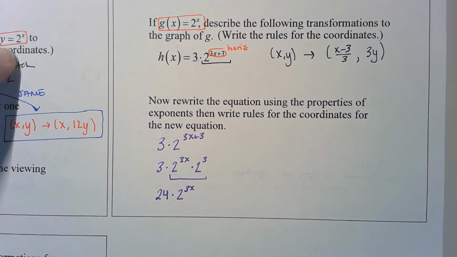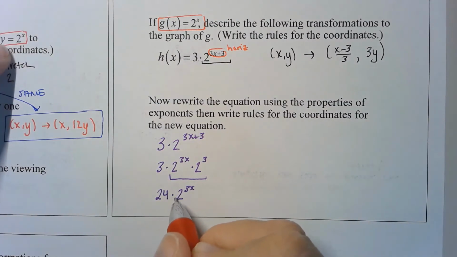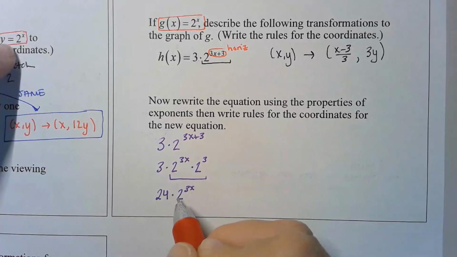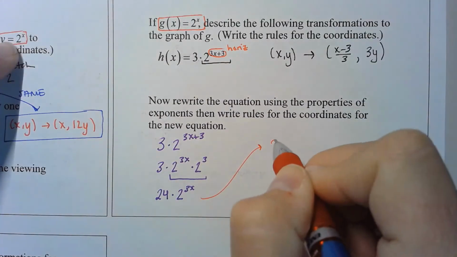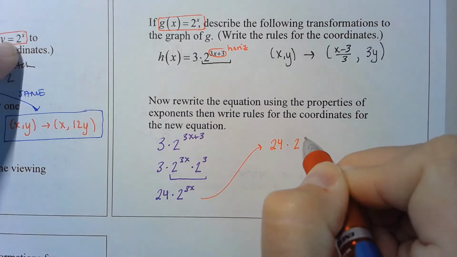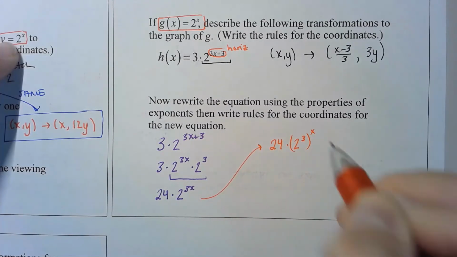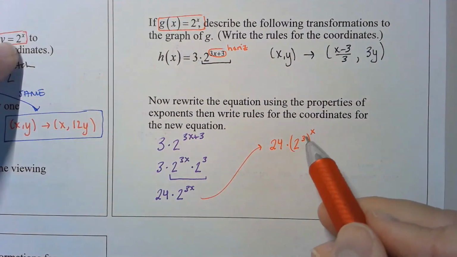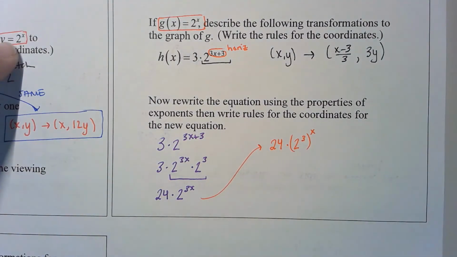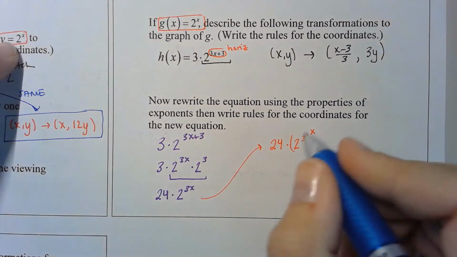I'm not done yet. I'd love for it to just say 2 to the x, right? So, or something simpler maybe. So I have 2 to the 3x. Could we write that as 2 to the third all to the x, right? Because we'd multiply that and get 3x. Well, 2 to the third is 8.